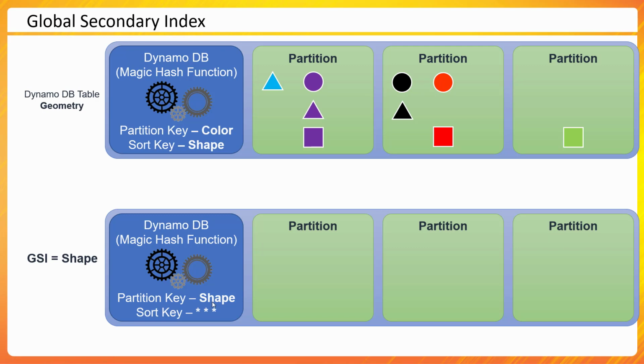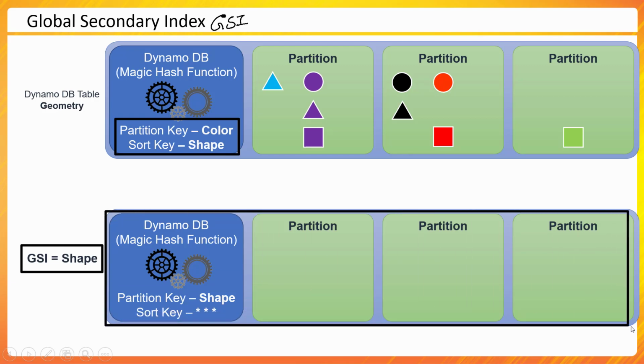My primary key is this. My data is currently stored in the format of color, and that's there. When I say I want to create a GSI, short form for global secondary index, what happens behind the scene, consider that a new table is created for you. And in that table, your items are again rearranged, but this time this table's partition key would be shape. Hope you're getting the idea.